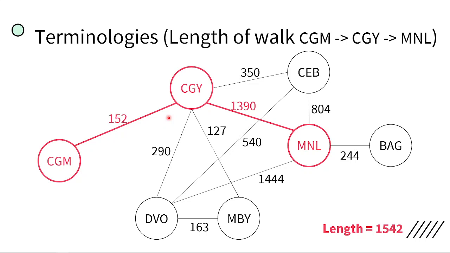Next, length. The length is just the sum of the weights of your walk. So for example, when we walked from Camiguin to Cagayan de Oro and from Cagayan de Oro to Manila, the total cost is just 152 plus 1,390. Therefore, the length is 1,542.